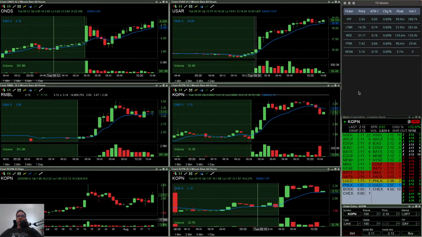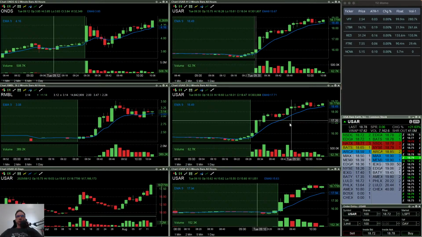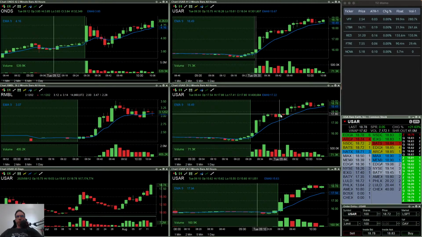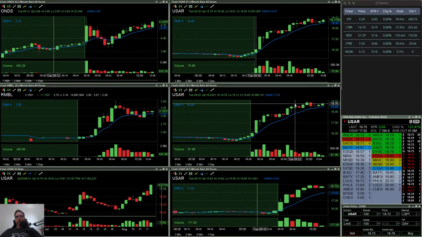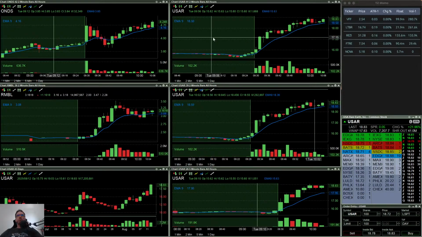So USAR pulled us out of the hole. If we go to USAR, we got the break of that because the volume was coming in. I had a little micro pullback there, a little consolidation, a little bull flag. We had a break of it. So I got somewhat of a slippage on the fill, but we got enough so where it pulled us out of the hole. So we're good.